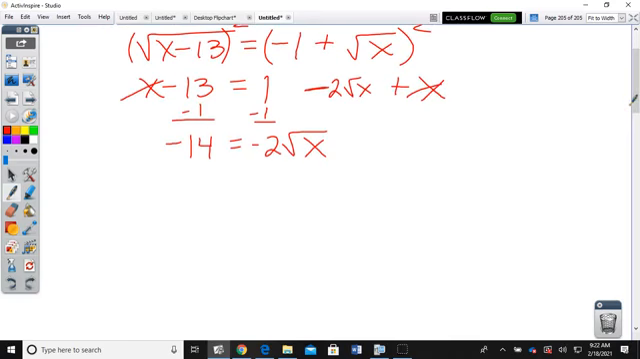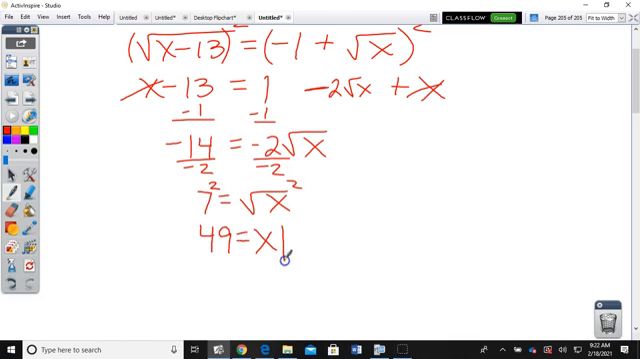We're two steps away. What's my next step? Divide by -2. That will be 7 equals the square root of x. And finally, take the square of both sides. 49 equals x. Can you explain the parenthesis, like the shortcut thing you did?